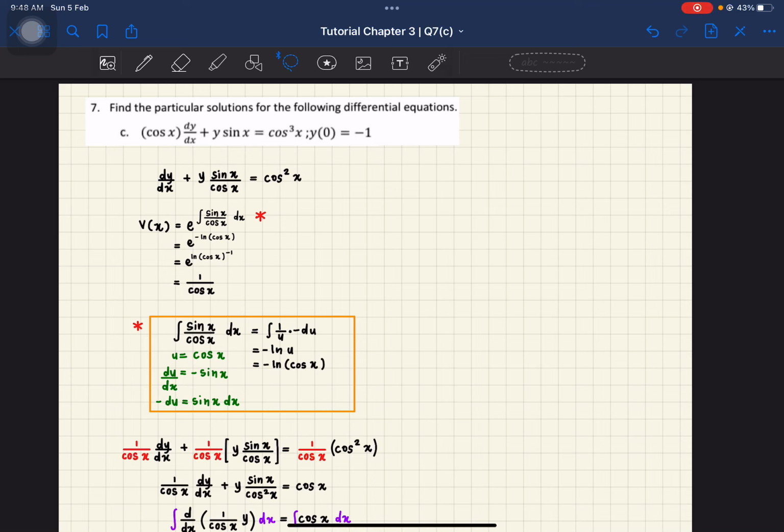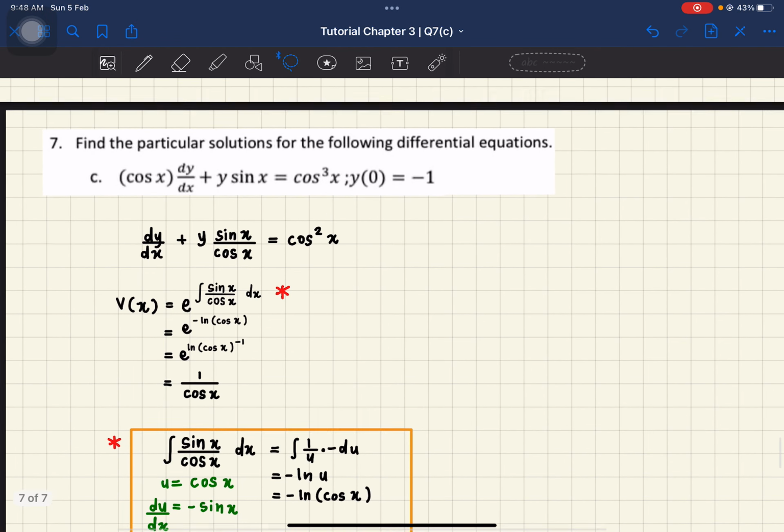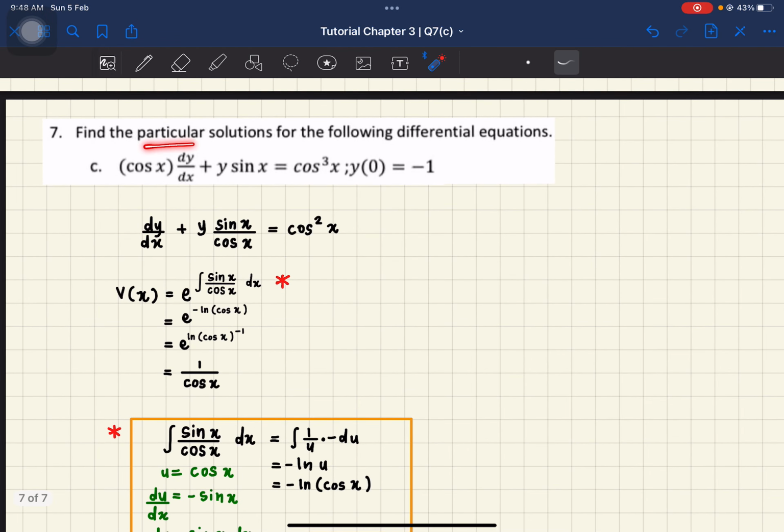In this video, kita nak discuss soalan nombor 7C. Okay, so saya tunjuk terus dia punya solution dekat awak. Right, so number 7 dia kata dekat sini, find the particular solutions for the following differential equations. So, kita ada soalan C dekat sini and then this is our function lah. Soalan tak cakap pun sebenarnya awak nak kena guna integrating factor or separable variables, tapi kalau ikutkan soalan ni, kita sebenarnya kena menggunakan integrating factor.